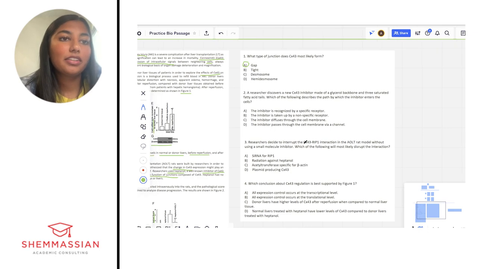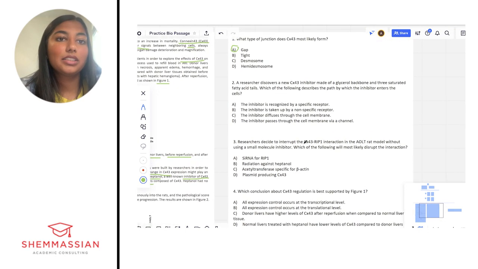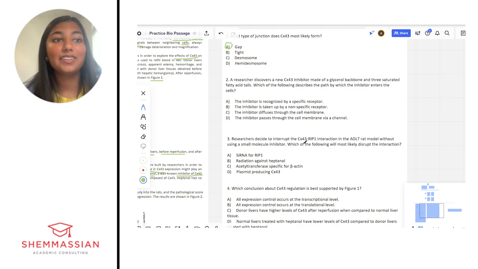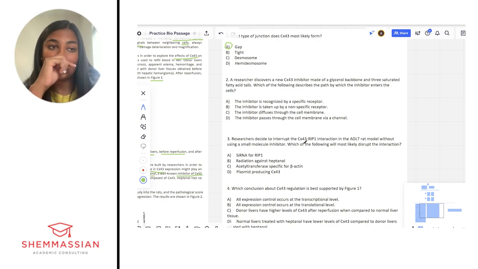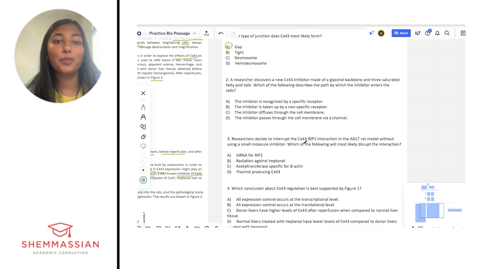Number 2, a researcher discovers a new connexin 43 inhibitor made of a glycerol backbone and 3 saturated fatty acid tails. Which of the following describes the path by which the inhibitor enters the cells? So another important MCAT topic that might come up is how things enter the cells. And so typically there are 2 main groups of molecules that you want to think about, the really hydrophobic ones and the really hydrophilic ones. And so hydrophobic ones can pass through the hydrophobic membrane, and usually they interact with specific receptors within the cells. Whereas hydrophilic molecules aren't nonpolar enough to get through the membrane, so they have to interact with receptors on the membrane. So they don't get to make it all the way in.